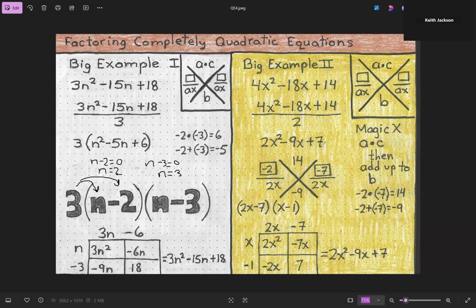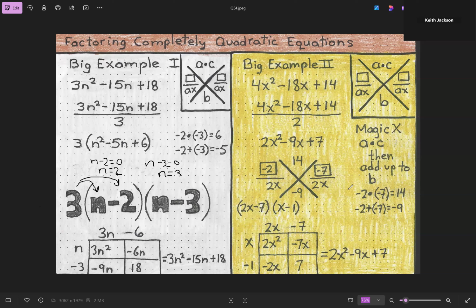And here's what we're going to do. Now we're going to apply the magic x by multiplying this 7 times this 2, which will give us 14. And then our b right here is going to be a negative 9. And the question remains, what two numbers, when I multiply them together, will give me a positive 14, but when I add them together will give me a negative 9? Keeping in mind that I have my ax, 2x is the ax, so I'm going to put the 2x on this side and the 2x on this side right here.